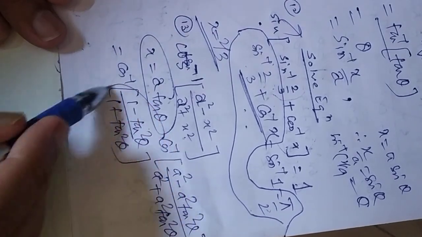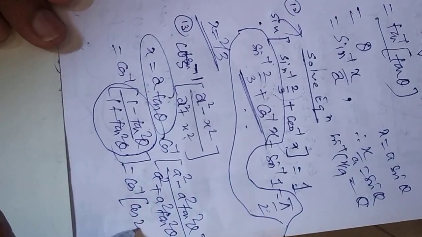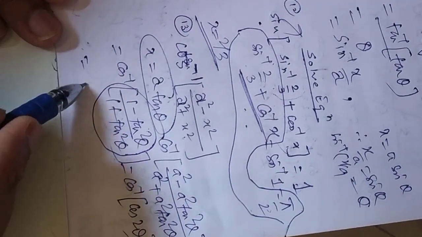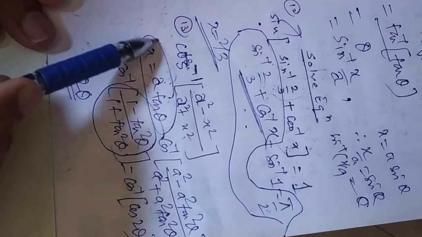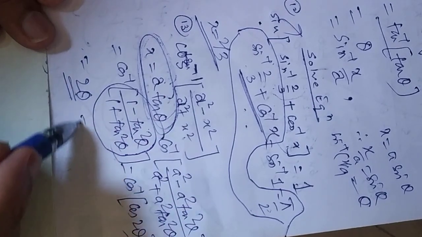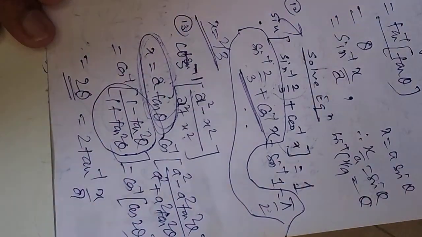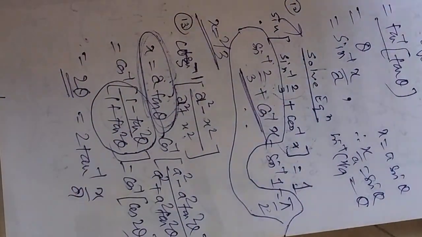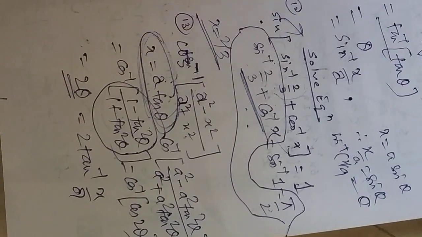You know this is a standard formula for cos 2 theta. Therefore the answer is coming 2 theta. Now how to get theta? Theta I will be getting from this expression. What is theta here? X by a, and if you replace, it is something like this. So you should know this technique of conversion of the problems.